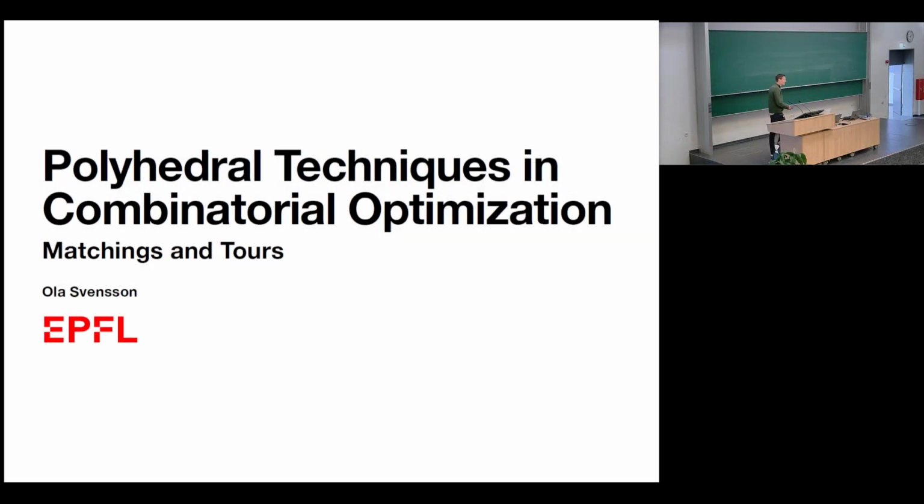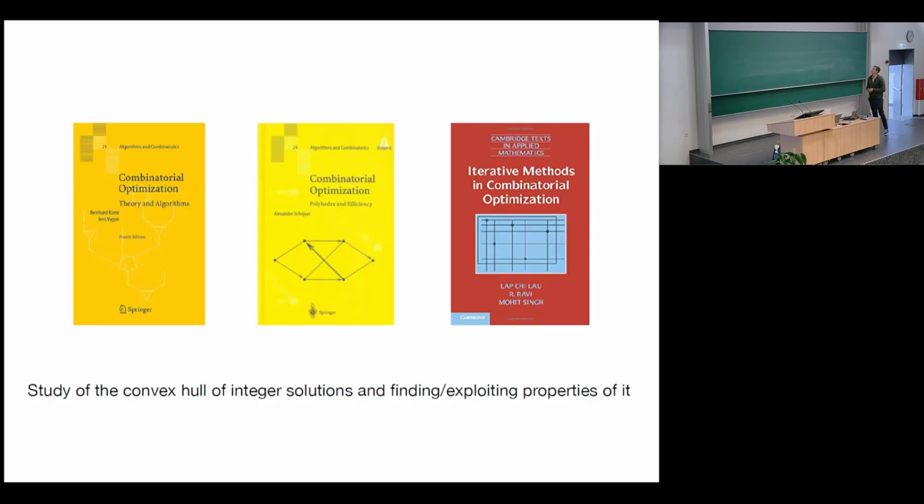So I will talk about polyhedral techniques in combinatorial optimization. This has been around for quite a while. It's the study of the convex hull of integer points, finding properties and using properties of it. And books have been written about this. Three of my favorite books are here, and actually the first one was written here in Bonn by Korte and Vygen. But as it turns out, we have had a lot of progress, but very nice open problems remain for the most basic of problems.